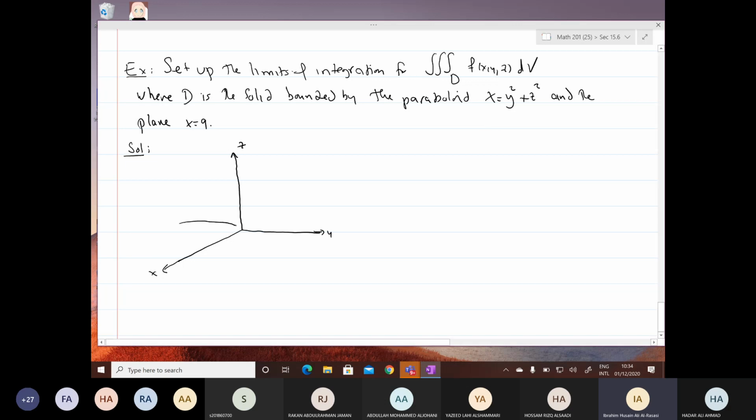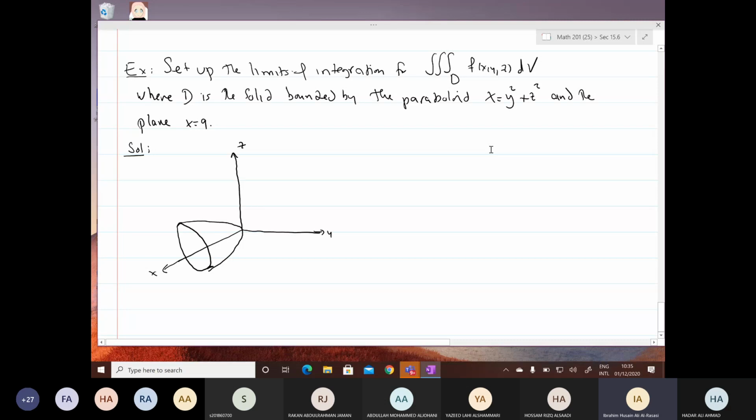So this is the paraboloid. He will not give you solids that you cannot graph. You have to know the basic surfaces. This is the graph of this one. It is a paraboloid still, but parallel to the x-axis.